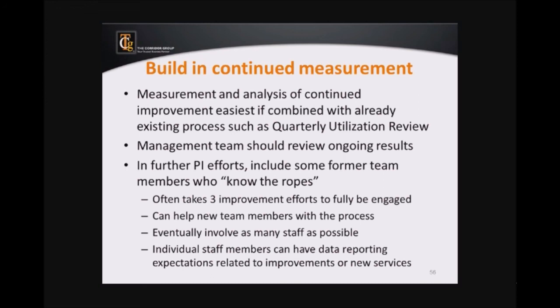And one way to do that is to build in continued process measurement. Have a goal to make your agency as familiar with process improvement as possible. Rotate as many staff as you can through improvement projects. It's good to have one or two team members who have prior experience to help the project move along more smoothly. Generally, it will take participation on 3 outcome improvement projects to be very comfortable with the process, and those will be the people that you might look at to develop more team leaders.